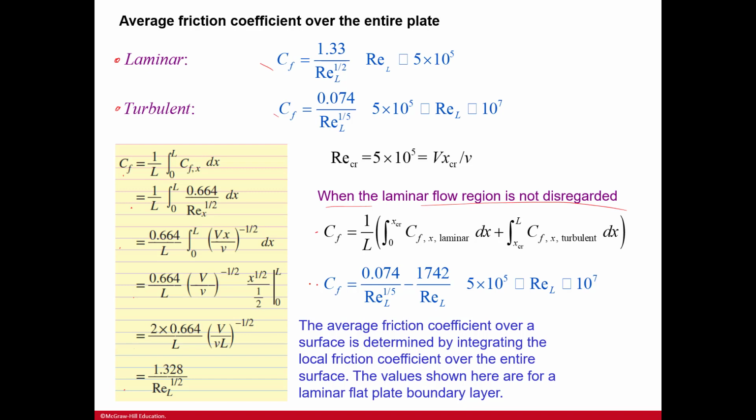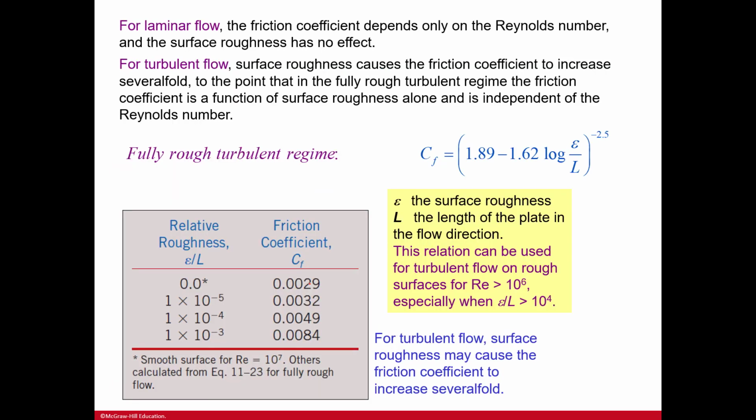The values shown here are for a laminar flat plate boundary layer. For laminar flow, the friction coefficient depends only on the Reynolds number, and the surface roughness has no effect. But for turbulent flow, surface roughness causes that friction coefficient to increase several-fold. So it's, for lack of better words, a profound effect, to the point that in the fully rough turbulent regime, the friction coefficient is a function of surface roughness alone and is independent of the Reynolds number. And here's that fully rough turbulent regime.